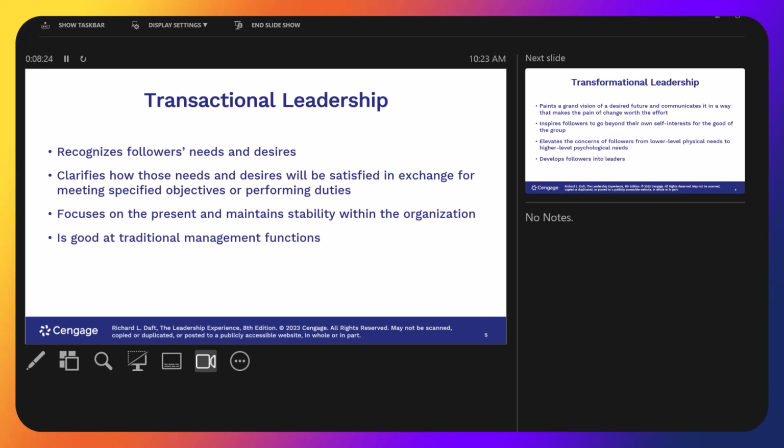So when you look at that, a transactional leader might say, hey, if you guys can pull this project together and get it done in 30 days, then I'll make sure you all get a 5% raise. That's a transactional deal right there.